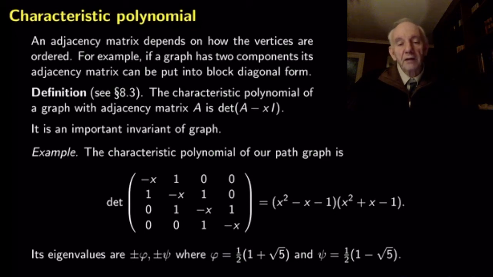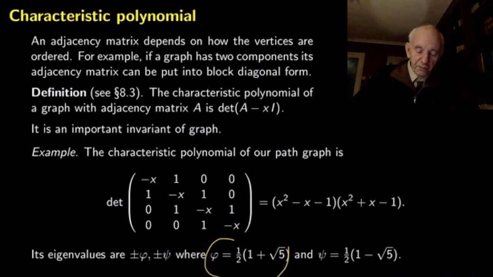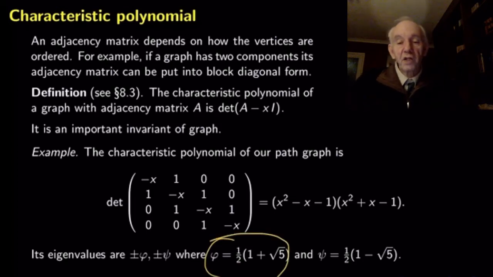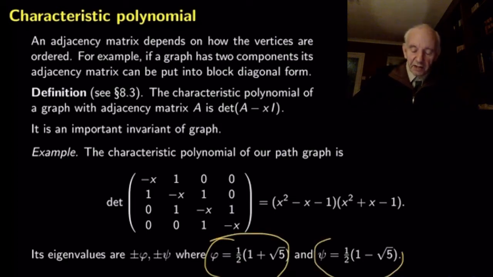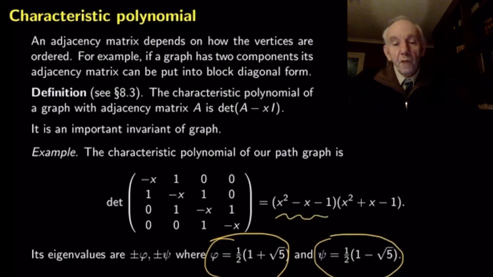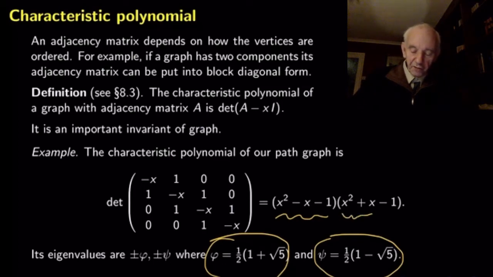Now it turns out that the roots of that determinant, an equation of degree 4, are precisely plus or minus phi and psi, where phi is the golden ratio, which we've seen before in connection with Fibonacci numbers, and psi is the negative root of this polynomial. But we also get minus phi and minus psi, which are the roots of this factor here.